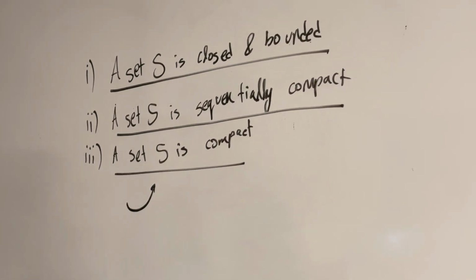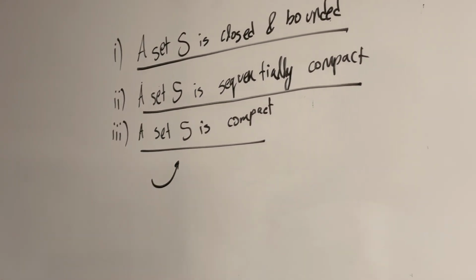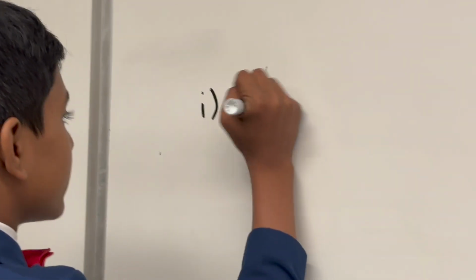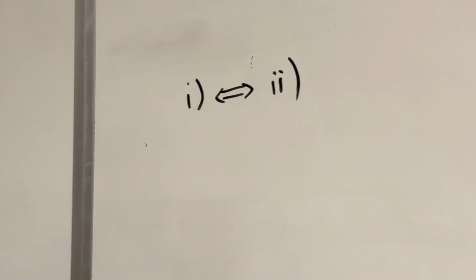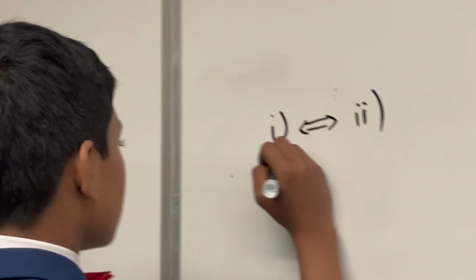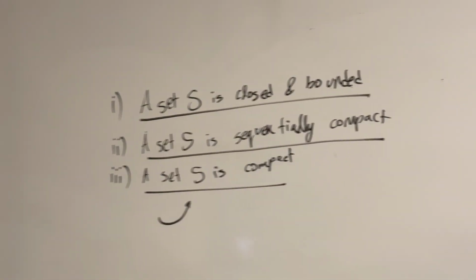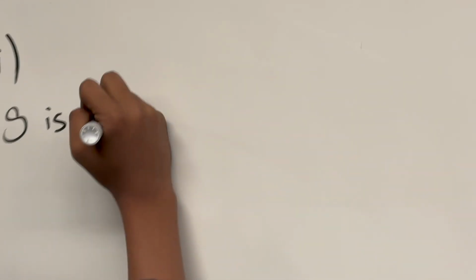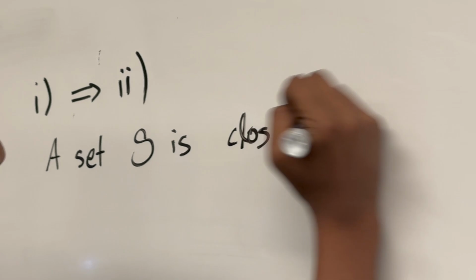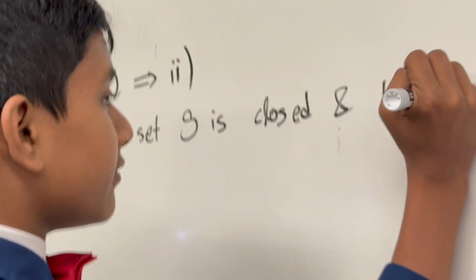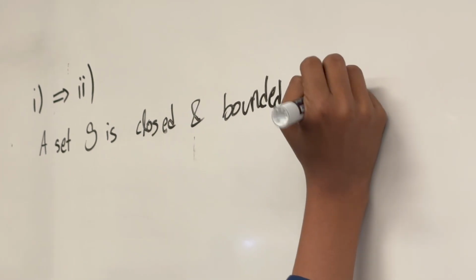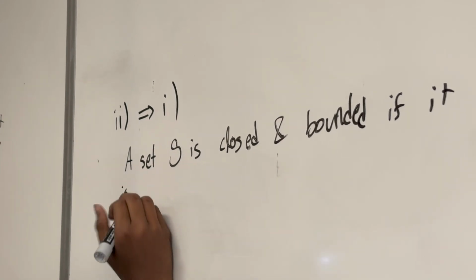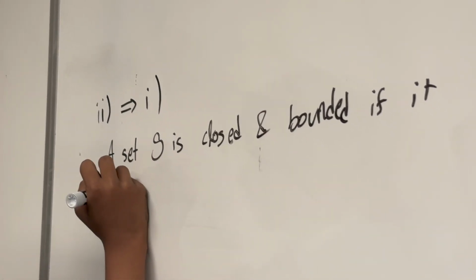So, today we're going to be proving the easiest one of these, which is proving that 1 is equivalent to 2. Or in other words, proving that a set S is closed and bounded if, or is it 2 implies 1 technically? Yeah. If it is sequentially compact.